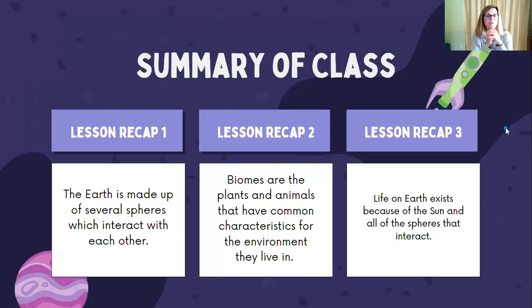All right, here's a summary. The Earth is made of several spheres that interact with each other, and the biomes are the plants and animals that have common characteristics for the environment they live in. And life on Earth exists all because of that sun, and all the spheres interact with each other.